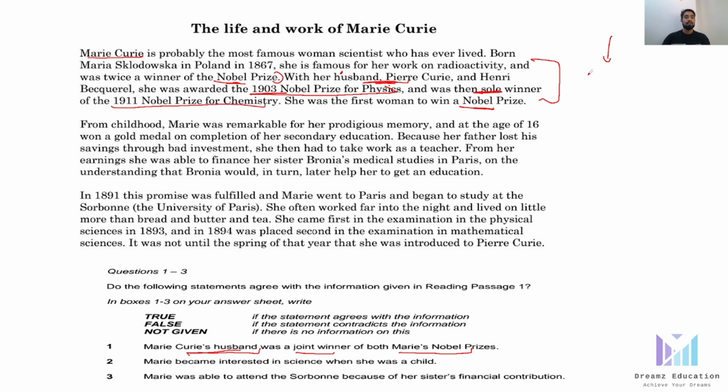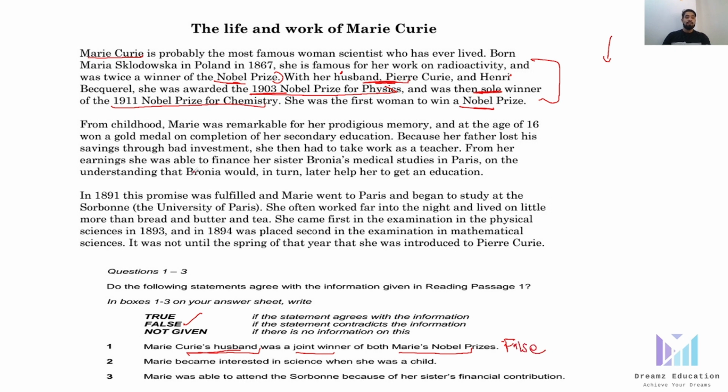So for physics she won it with her husband and some other person like Henri Becquerel, but for chemistry she won it alone. So that means Marie Curie's husband was not a joint winner of both Marie's Nobel Prizes, correct? So this is directly opposite. So what do I have to write as my answer? I have to write my answer as false.